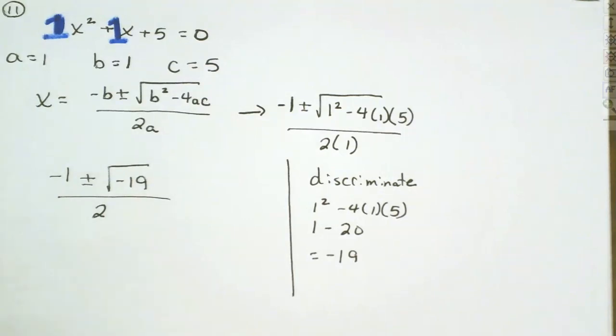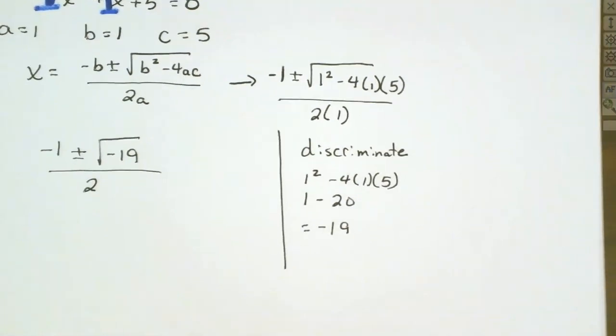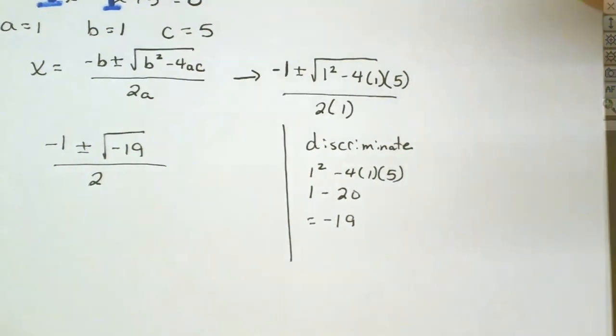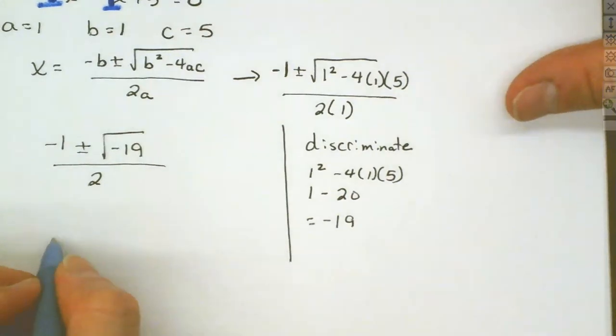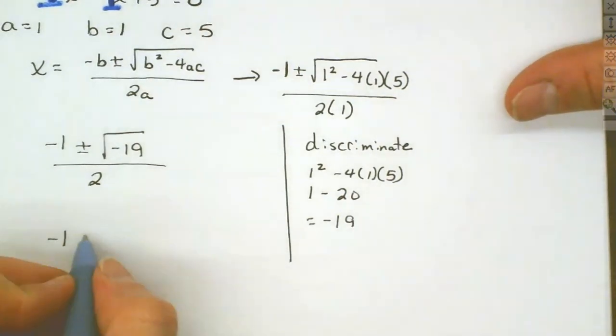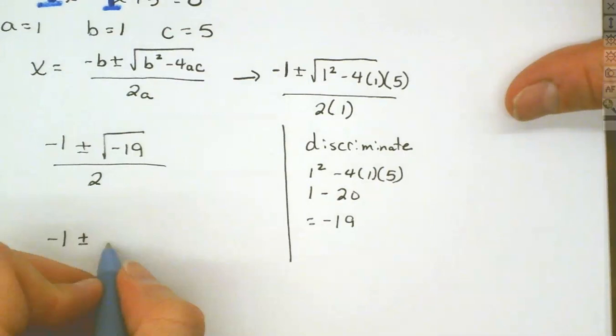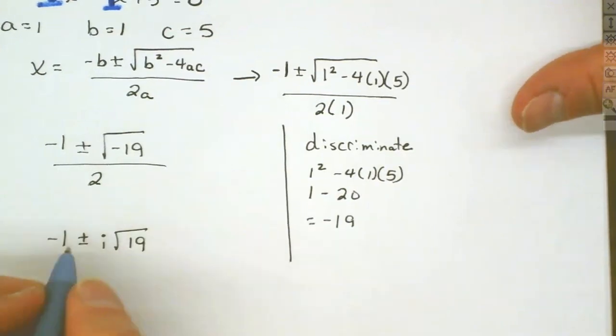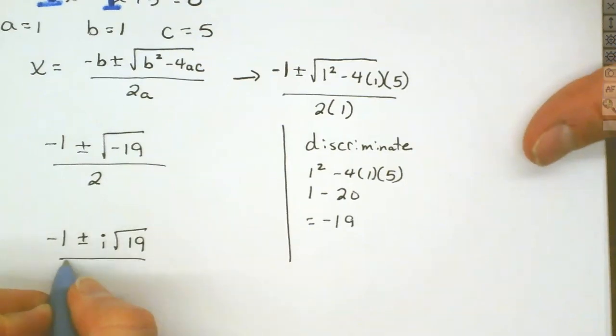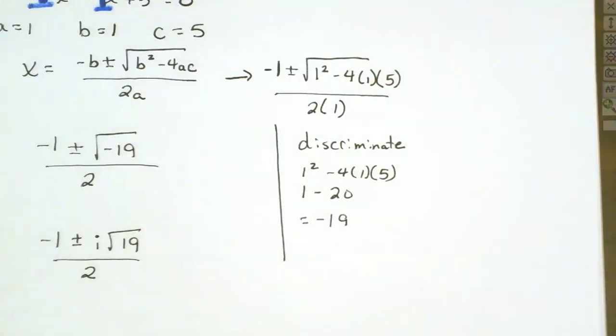Can we have a negative underneath the square root? No. So what do we bring that out as? We bring that out as an i. So that's going to be a minus 1, then we have a plus or minus. We're going to bring that i out. Square root of 19 is still left because 19 won't break down. And that's all over 2. And that should look like one of the answers there.